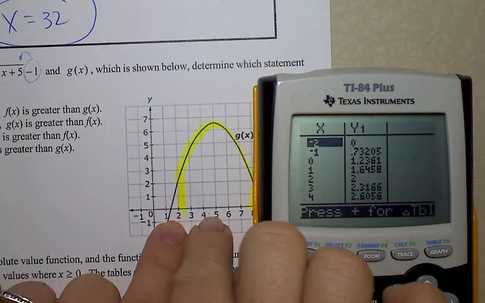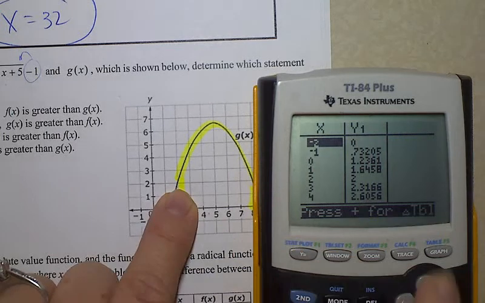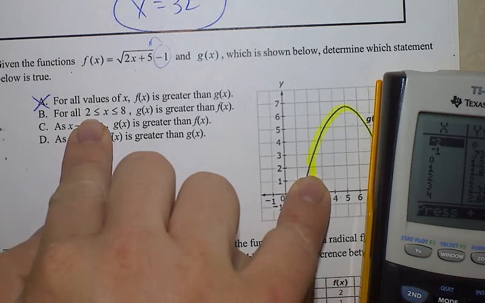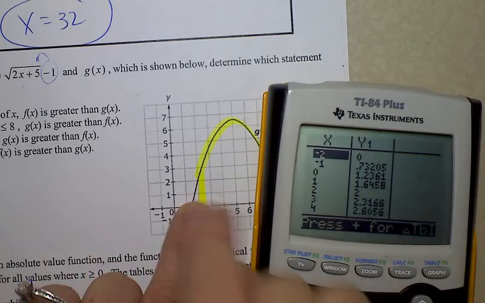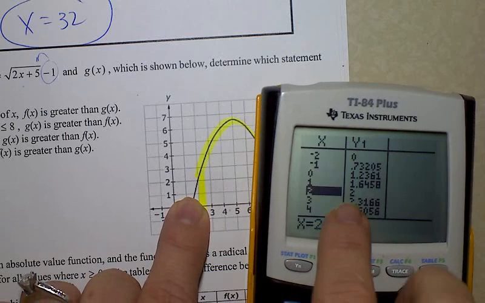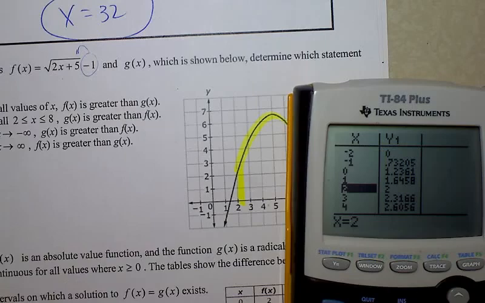What is the value of 2? 2 goes with what? 2. Do you see how it says greater than or equal to? So my question for you, is 2 greater than 2? Yes or no? No. Cross it out.